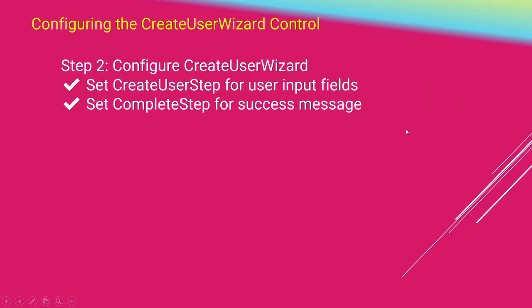The CreateUserWizard is divided into two main parts. CreateUser step: this is where the user provides their information such as username, password, and email. Complete step: this is the step displayed after successful registration where you can show a confirmation message like account created successfully. You can easily configure these steps in the Properties panel of the control.